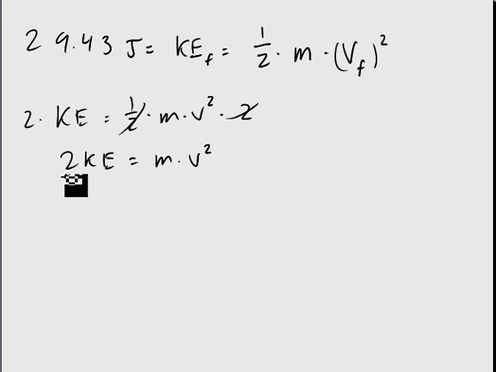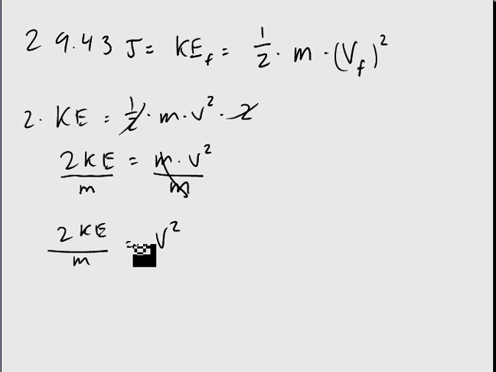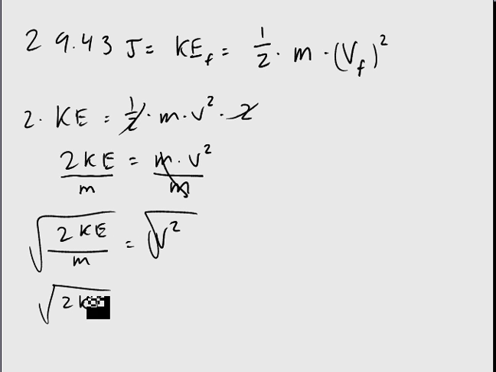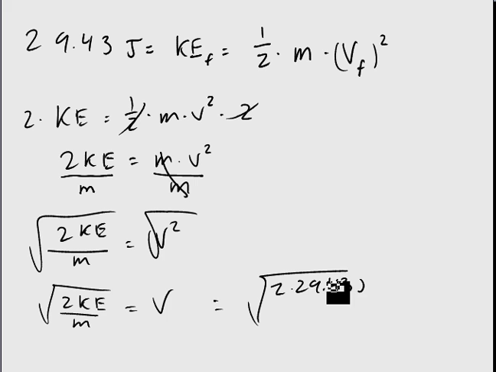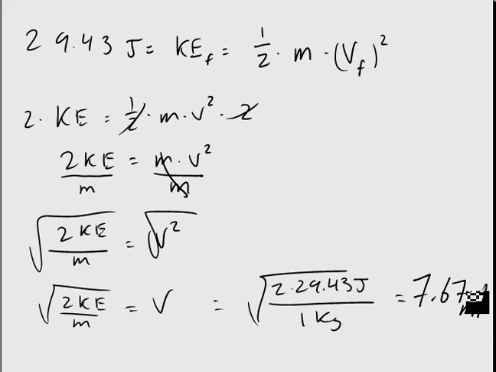And I could say that if I divide both sides by m, I'm left with 2 times kinetic energy over mass is equal to the velocity squared. If I take the square root of both sides, I have the square root of 2 times the kinetic energy over the mass is equal to v, velocity. Now we just got to plug it in. So for our example, we'll have the square root of 2 times 29.43 joules divided by 1 kilogram, which gives us 7.67 meters per second. Voila.